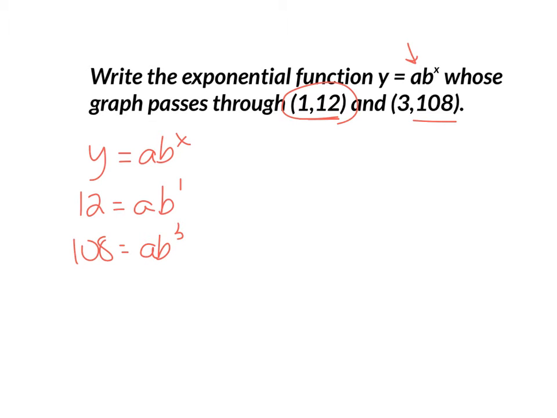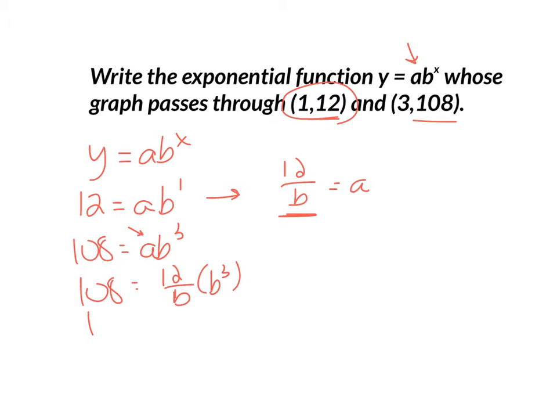Now, because of this one being 1, I know that a equals 12 over b. That's exactly what a is, really b to the first power, but that's just b. So I'm going to plug it into the a in my second equation. It's going to look like this: 108 equals 12 over b times b cubed. If I multiply that out, my b's cancel, and b and b cubed make that 12b squared. If I divide both sides by 12, it gives me 9. So b is going to be 3.